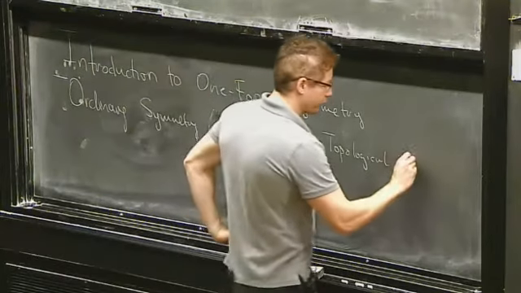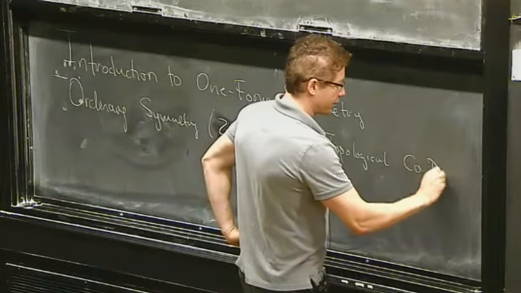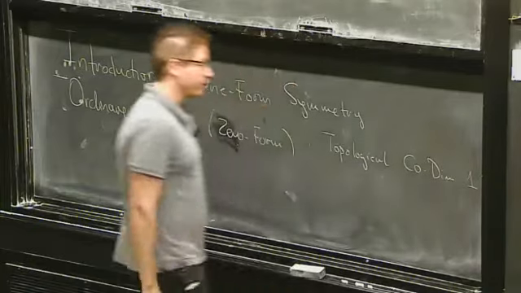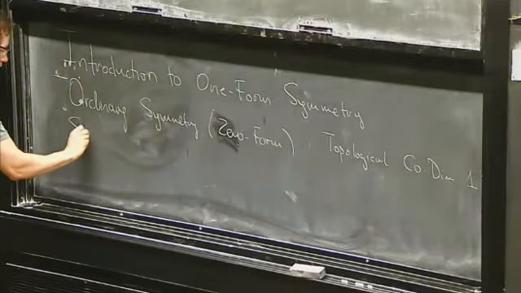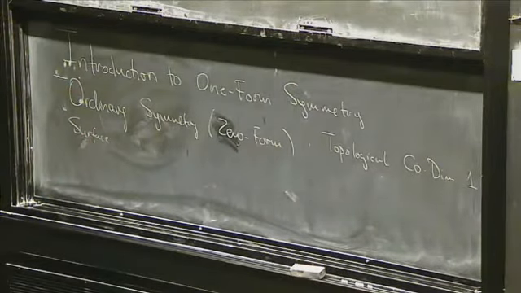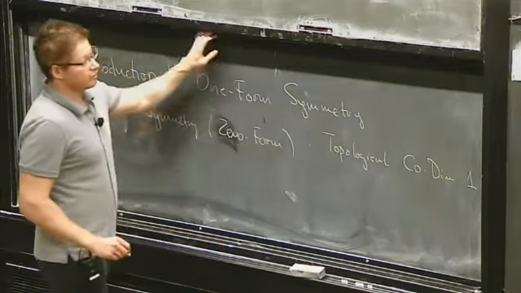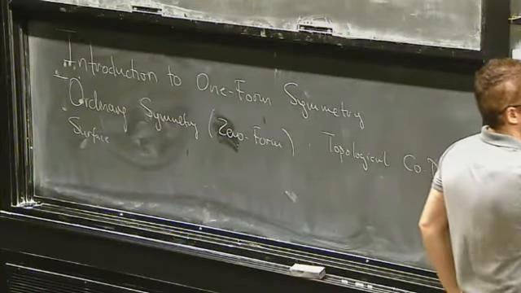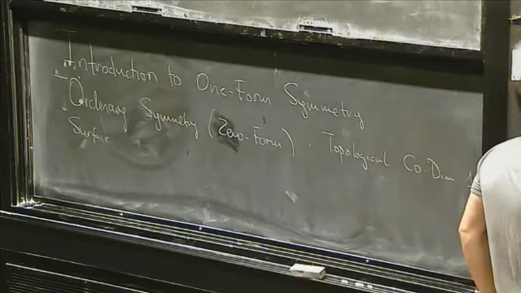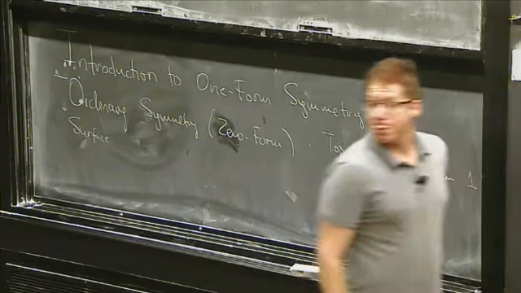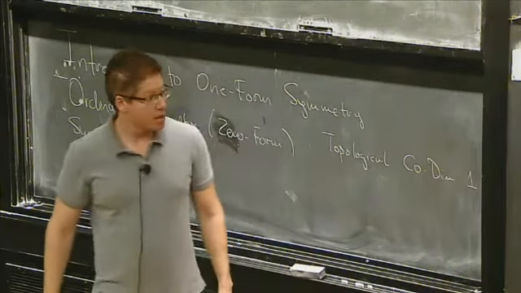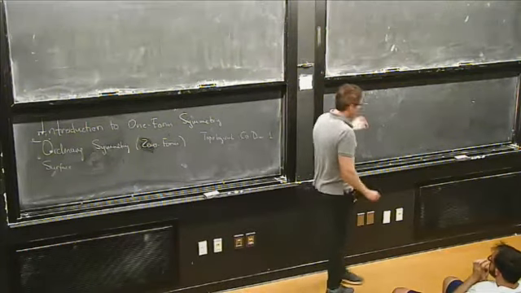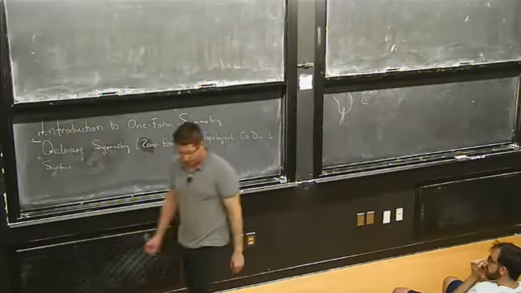So it's a topological codimension 1 surface. What it means is that we have a certain surface sigma, whose dimension is d minus 1. So an ordinary symmetry is defined as follows.